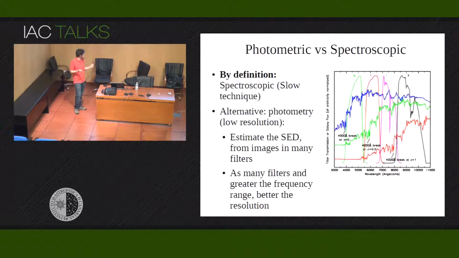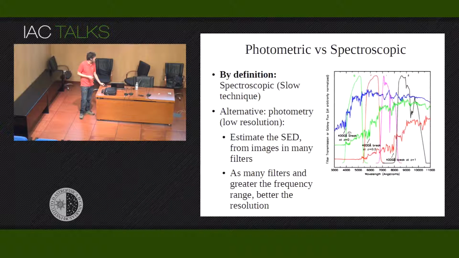In the photometric technique, we estimate the spectral energy distribution by taking images in different filters and reconstructing the spectral energy distribution. Some galaxies are better than others. In the case of photometric surveys, luminous red galaxies especially present a break at 4,000 angstroms.